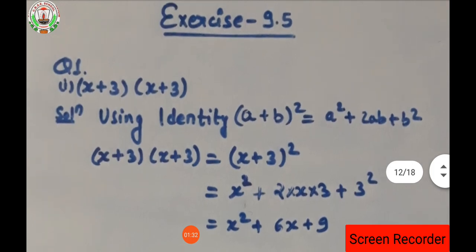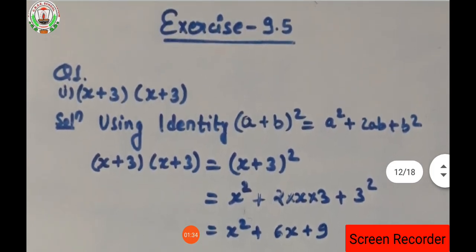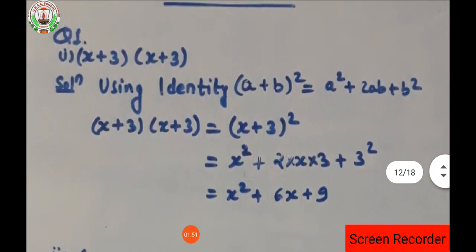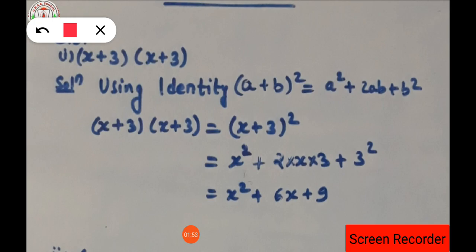Let's see the exercise 9.5 question number 1. Since here it is said that using the identity a plus b the whole square is equals to a square plus 2ab plus b square. Since it is said that to use the identity, that means we have to use the identity and going to solve the questions. Okay, so we have to see which identity can be suitable in the question.